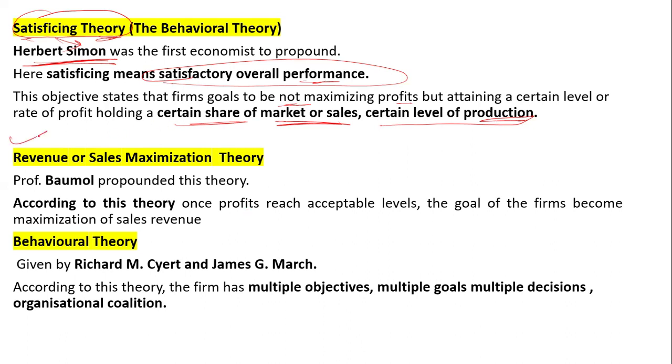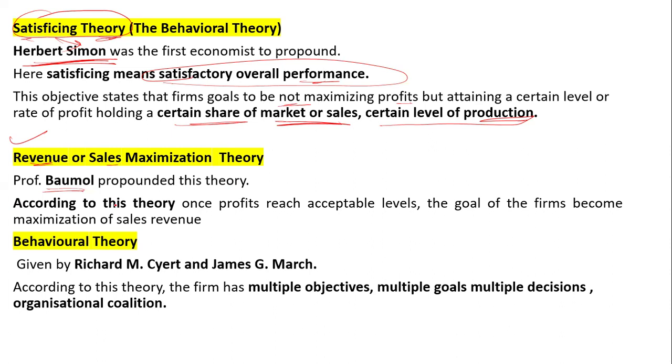Now the revenue or sales maximization theory. This theory is focused on revenue. And how do you get revenue? By selling the maximum goods. This theory is given by Baumol.